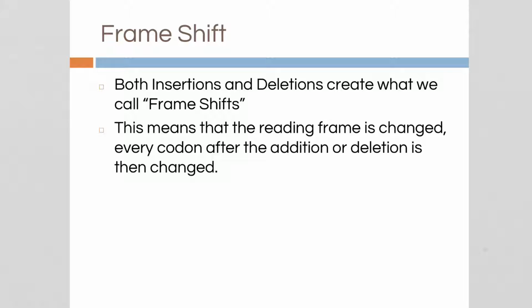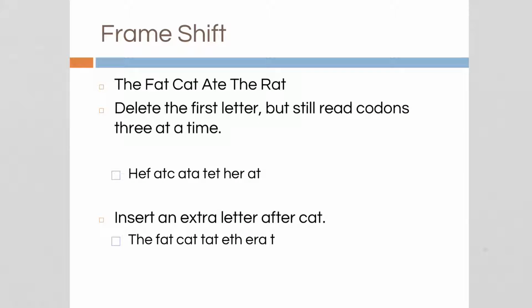But both of these, insertions and deletions, cause what we call a frameshift. That means, and this is going to sound confusing at first, the reading frame is changed. So every codon after the addition or deletion is then changed. Let me give you an example. Let's say we had a sentence, the fat cat ate the rat. They're all three letters, just like our DNA codons. We read three letters at a time.